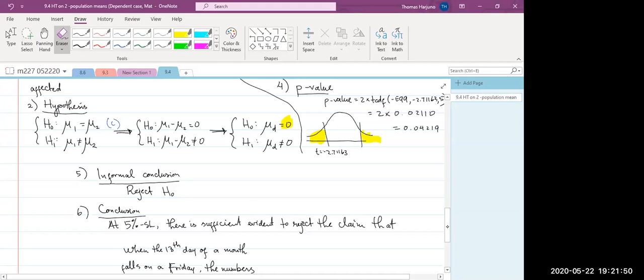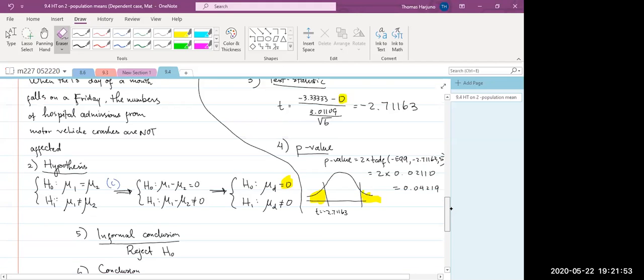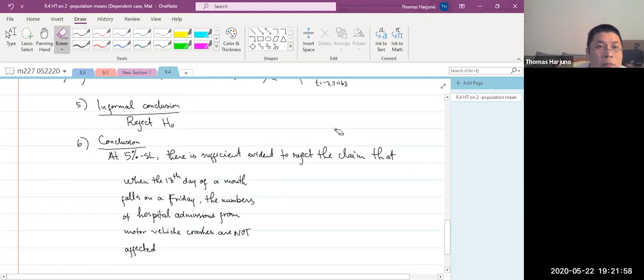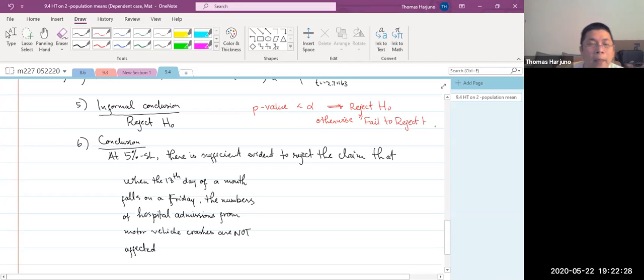Okay. But in the formal part, we still just write reject, right? Yeah, the formal part, we still follow that rule: if the p-value is less than the significance level, reject the null hypothesis. Otherwise, fail to reject the null hypothesis. Okay, that's for this one.